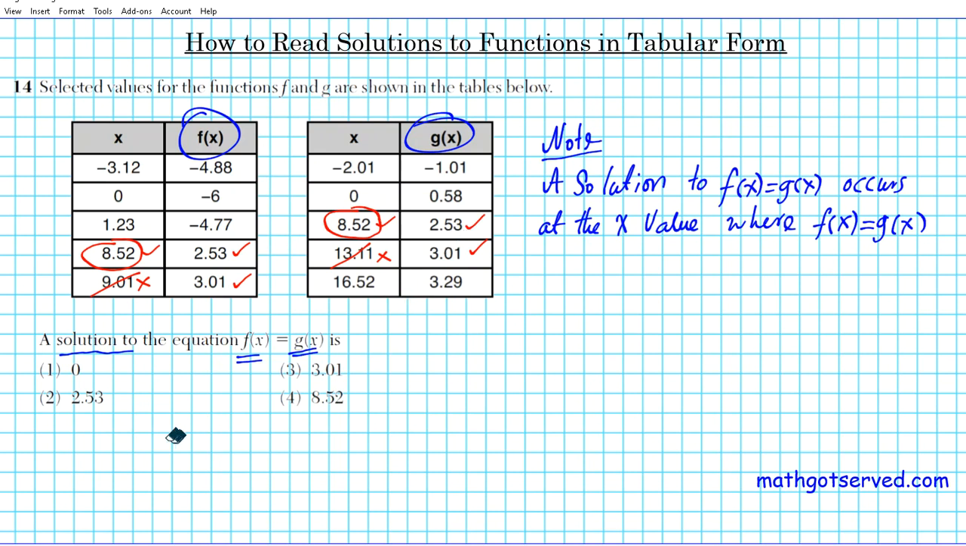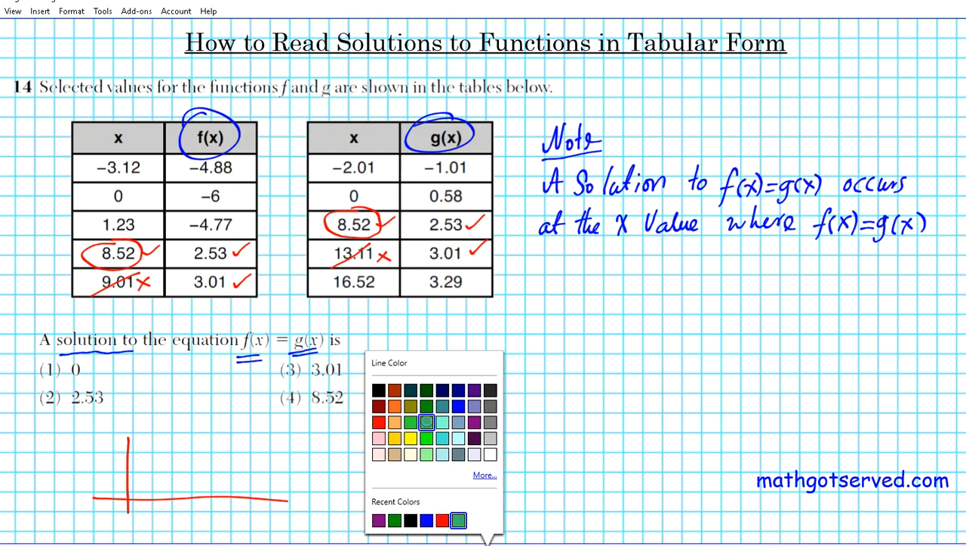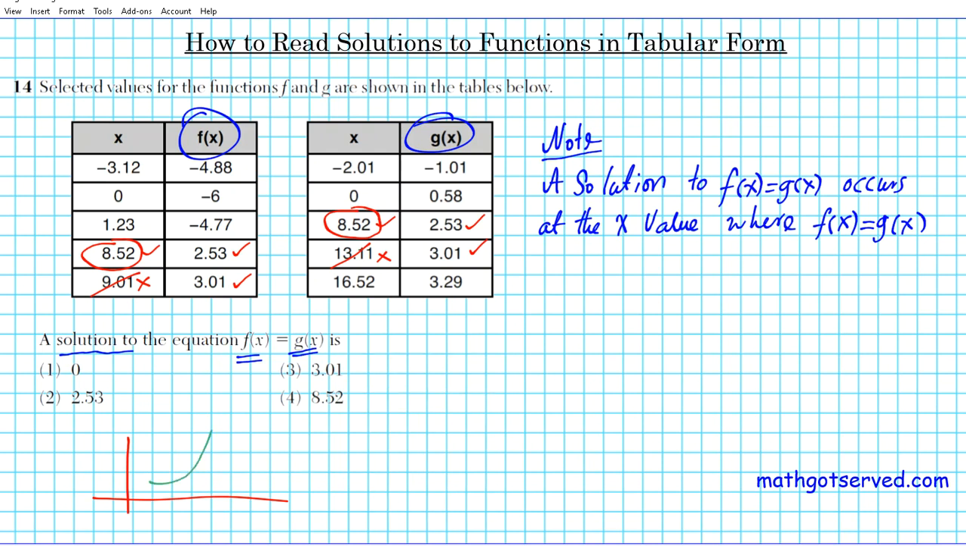It's just like a point. Basically, what we're saying is if you have two functions, let's say this is f right here, and this is g right here, this point of intersection right here is the solution. The x value is 8.52 and the y value is 2.53. So we're looking for the x value that satisfies the point where the two graphs intersect with one another. So the answer to question number 14 is option number 4.